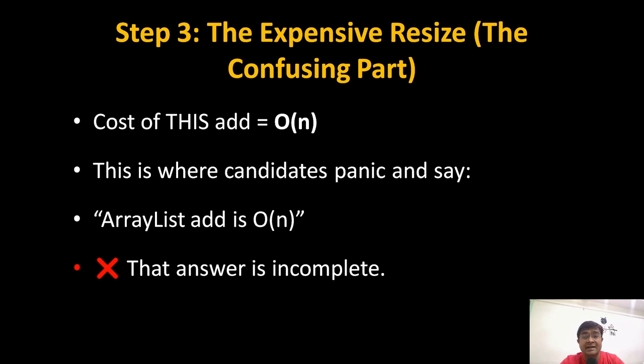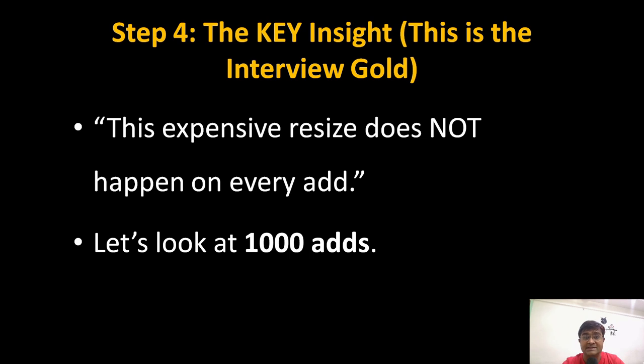This is where the trap is. Most candidates panic and say the ArrayList add is O(n). This is absolutely a wrong answer. The key insight here is that the expensive resize does not happen at every add. It is not happening at every add.